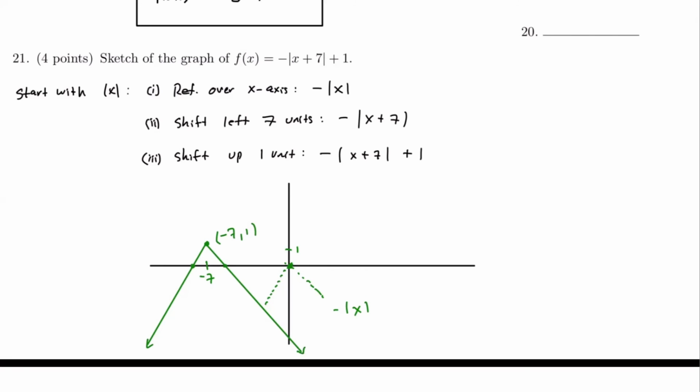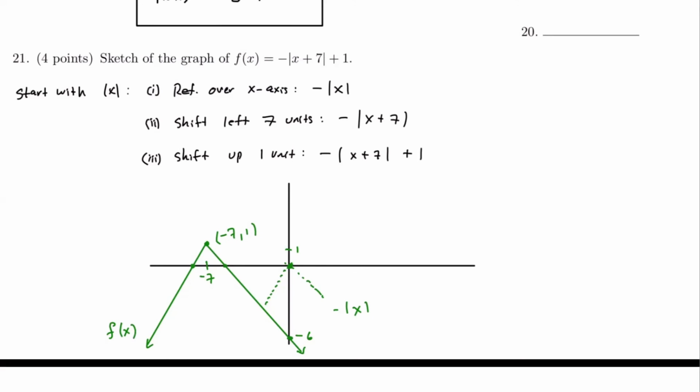This is good enough. You could find this one. This one it's pretty easy to find. You let x equal 0. So if x is equal to 0, you take the absolute value of 7. That's 7 times -1, -7 plus 1. That's a -6. So this point is actually -6. There you have it. This is the graph of f of x.